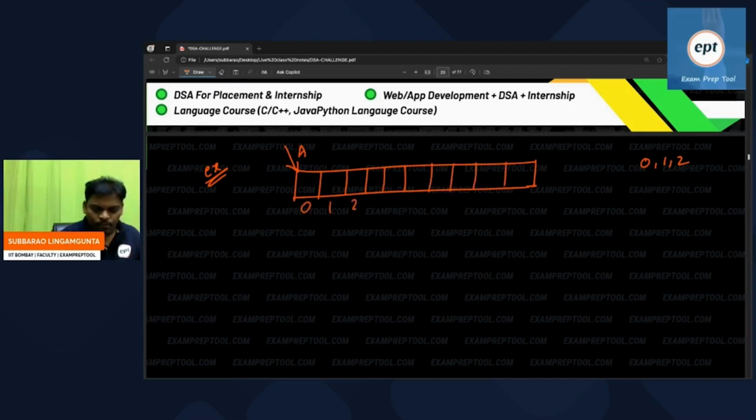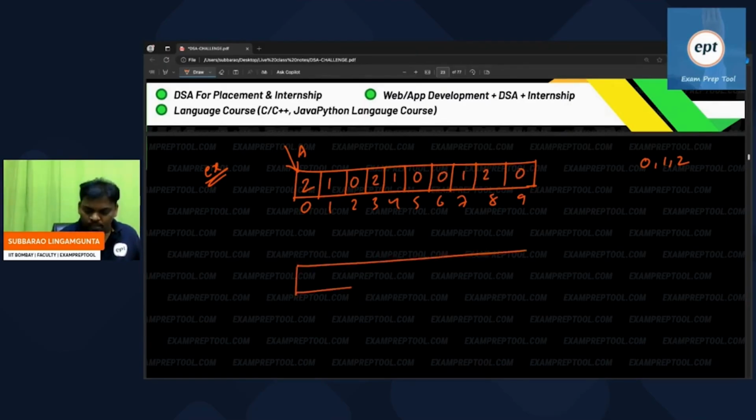Zero, 1, 2, 3, 4, 5, 6, 7, 8, 9. So let me write some numbers: 2, 1, 0, 2, 1, 0, 0, 1, 2, 0. One way is very simple.